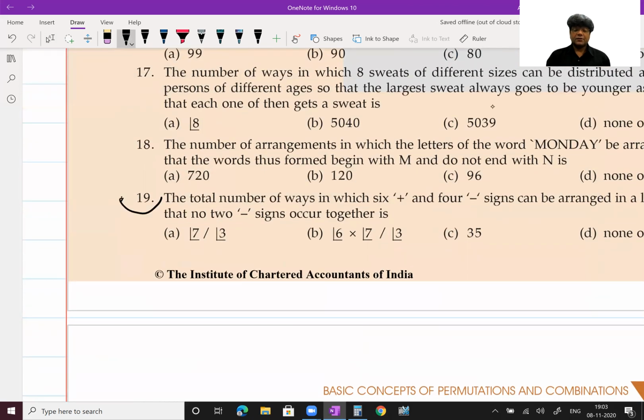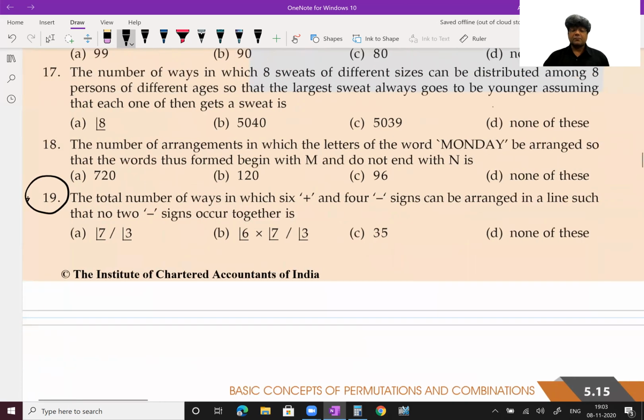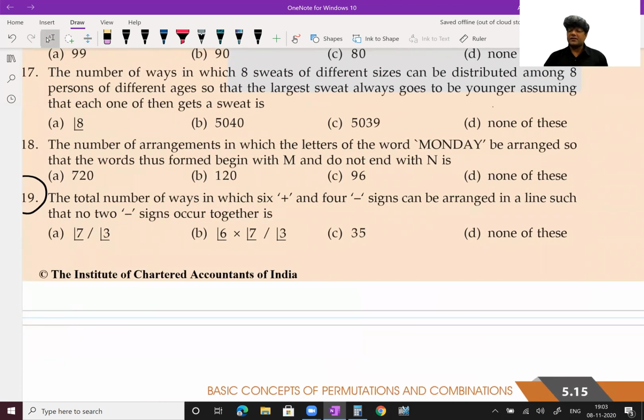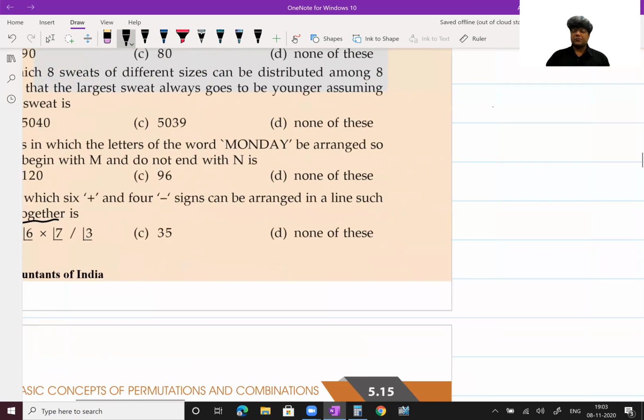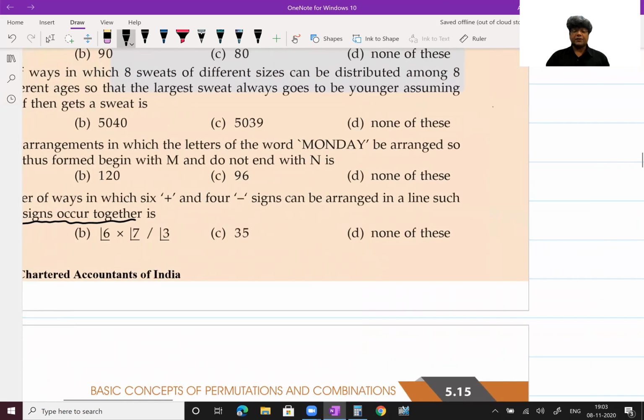Next question, guys, 19 number C. Total number of ways with 6 plus and 4 minus signs can be arranged in a line such that no two minus signs occur together. Which case is this? No two coming together. But here one problem is that all 6 positive signs are identical and all 4 minus signs are identical.